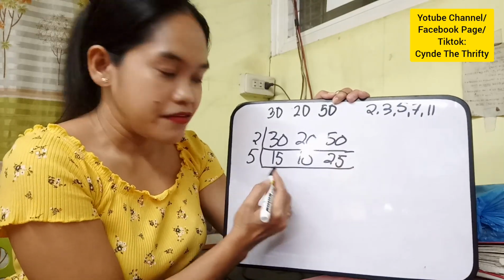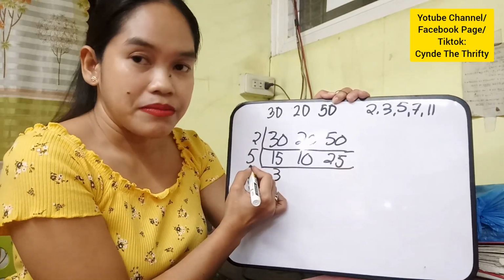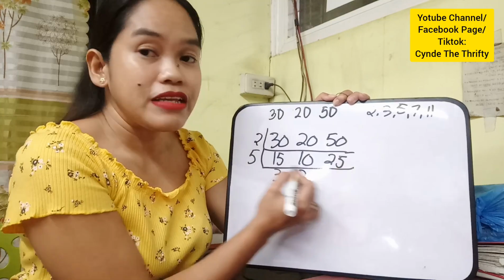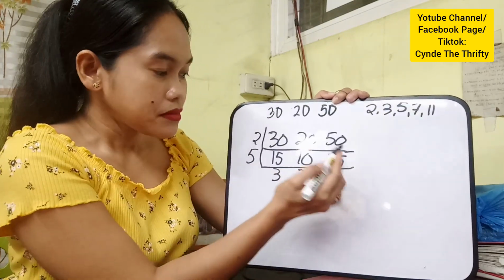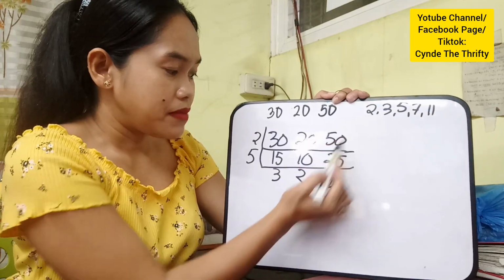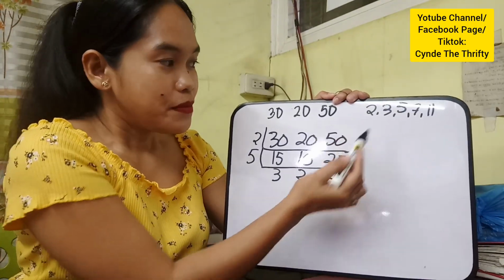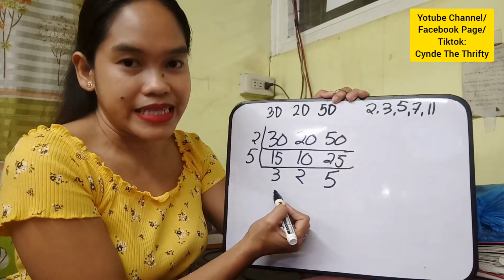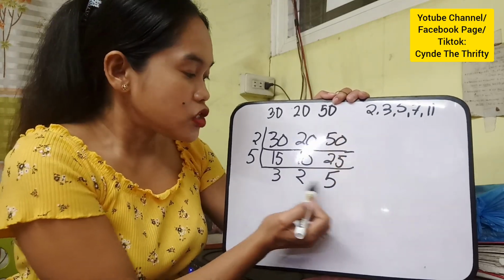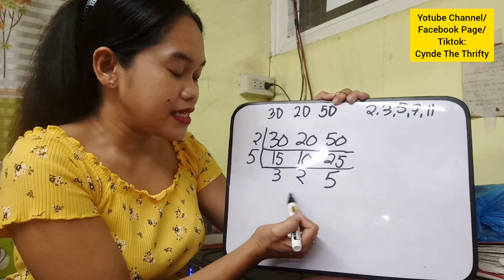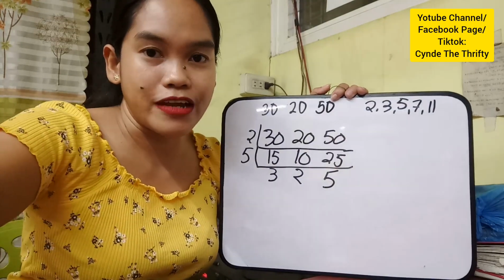15 divided by 5 is equal to 3. 10 divided by 5 is equal to 2. And 25 divided by 5 is equal to 5. Ayan. So, itong tatlong number natin, ma-divide ba kay 2? Hindi. Pwede ba siyang ma-divide kay 3? Si 3 lang pwede. Pwede ba siyang ma-divide kay 5? Si 5 lang din pwede. So, hindi na siya pwedeng i-divide kay 7 at 11 kasi mas maliit na siya. Ibig sabihin, dito na tayo mag-stop.